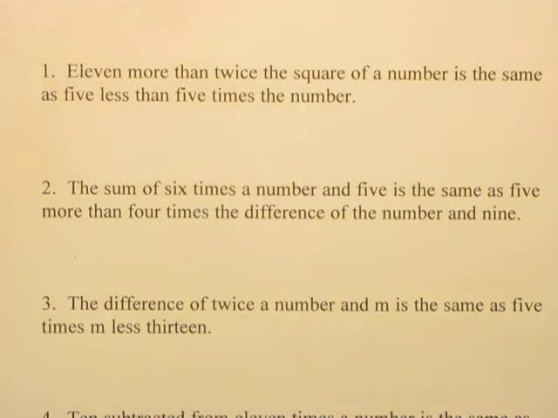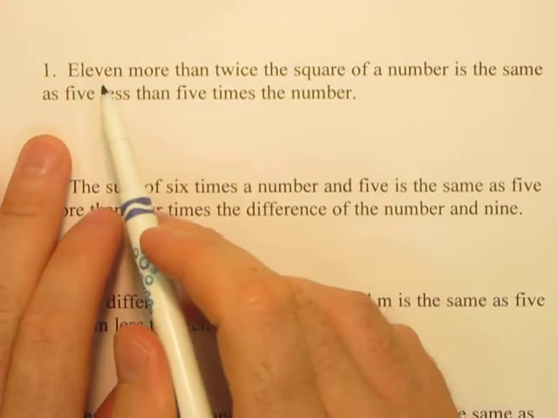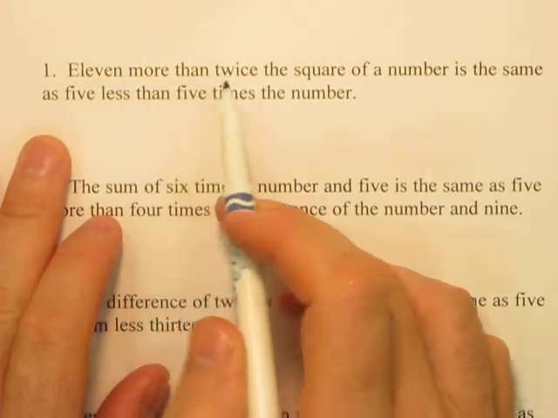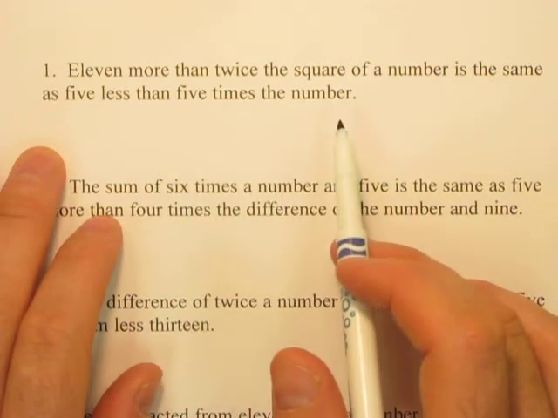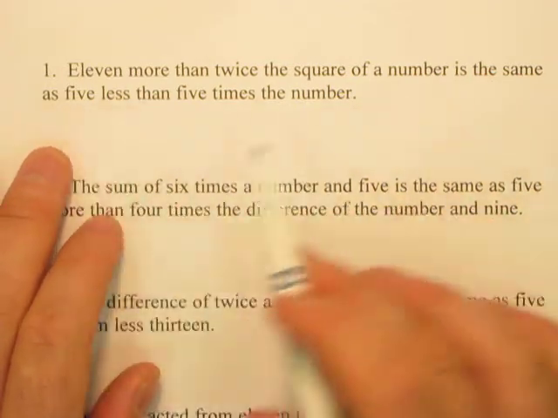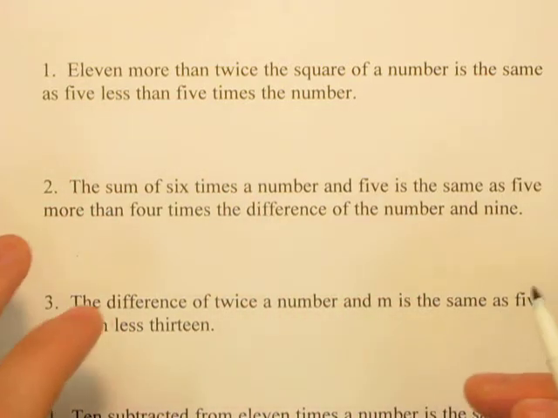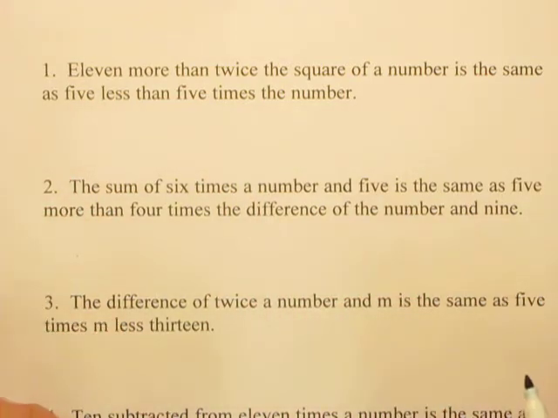Translations. Here's a couple examples of how to translate the written word into algebraic expressions, or in some cases equations. This first one says 11 more than twice the square of a number is the same as 5 less than 5 times the number. When you read such a statement, there's too much information there. Particularly when you write in mathematics, every word is considered important. And so we have to break it down into some unnatural pauses.